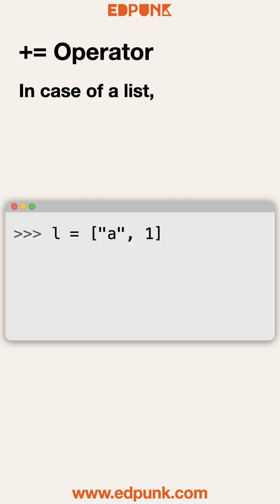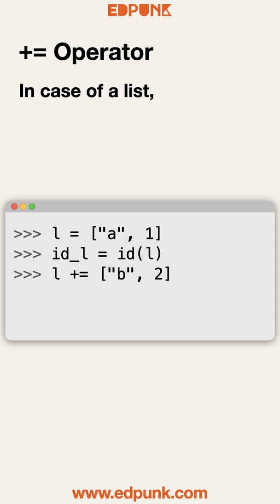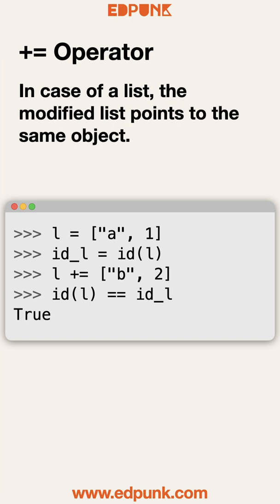Let us assign a list ['a', 1] to a variable L. Now, let us store the object ID of L. Let us add new items 'b', 2 to L. After modification, we can test whether the object ID is still the same using id(L) == id_L. The result returned is True, which means that the same object is being modified.